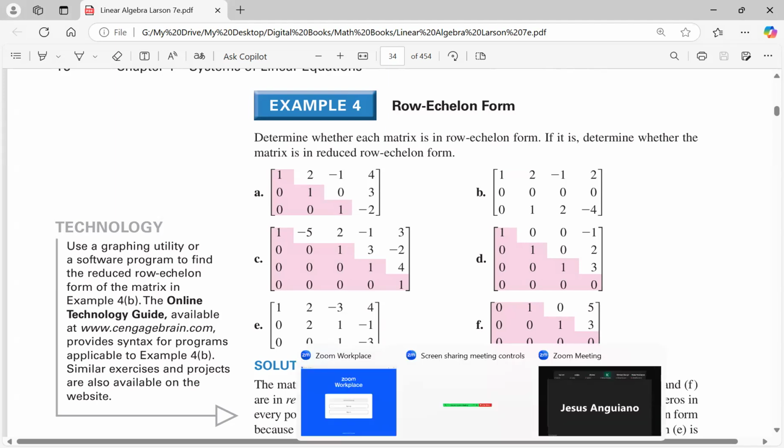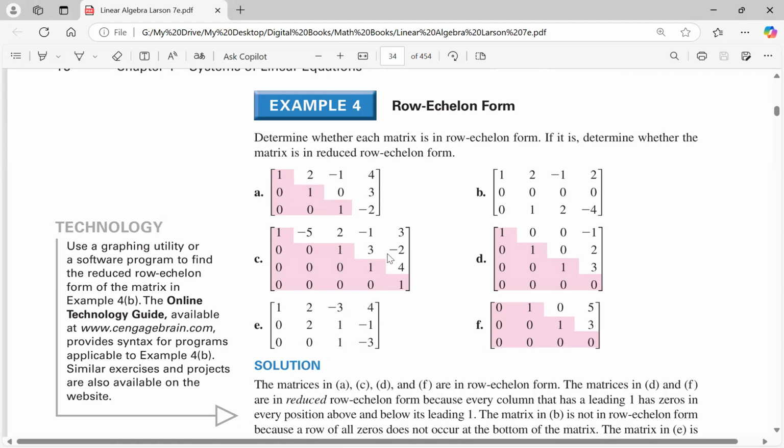Absolutely. So let me switch. And again, can you still view the book page? Yeah, I can view it. Okay, perfect.